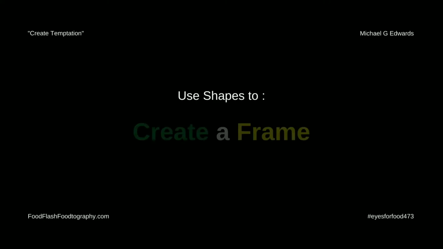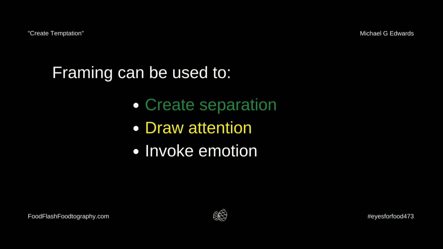3. Creating a frame. Now, sharpening this skill has been especially useful in my food photography journey. Framing is an extremely potent form of utilizing shapes in photography to create separation, draw attention, and invoke emotion.